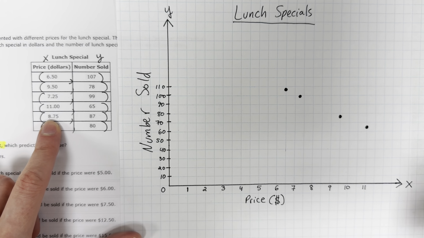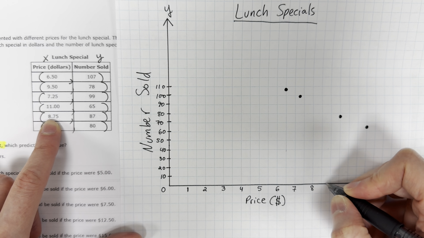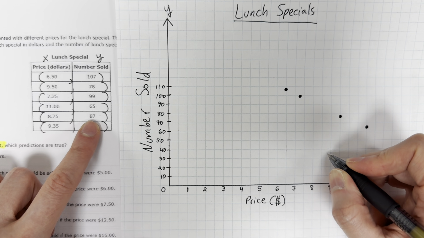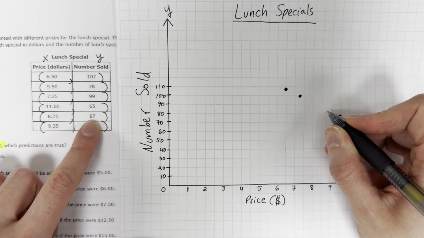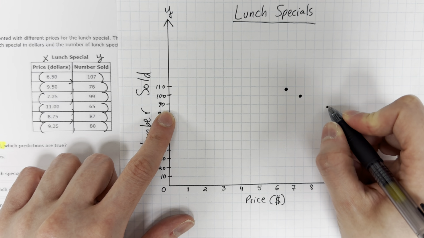Okay, and then we have 8.75. 8.75 is right between 8.5 and 9. So that's going to be right here, and that's 87. So that's going to be a little less than 90. Right here.